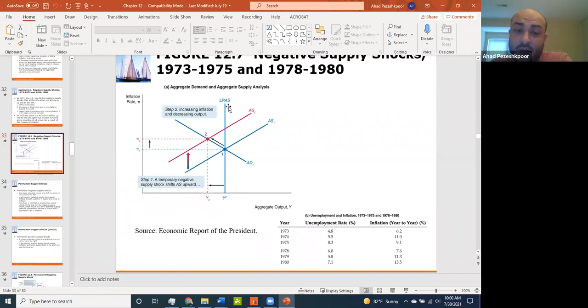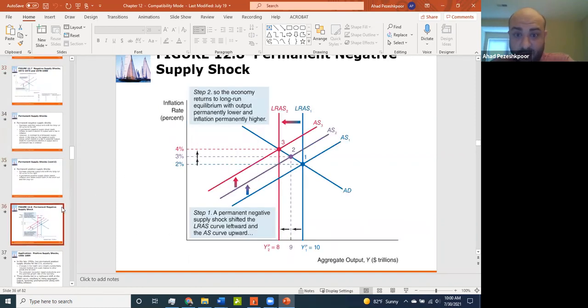In that case, your long-run aggregate supply will shift left as well, which is really, really bad. Here you can see demand again: when there is a supply shock, whether it's permanent, temporary, positive, or negative, a supply shock doesn't change aggregate demand. A supply shock changes aggregate supply.